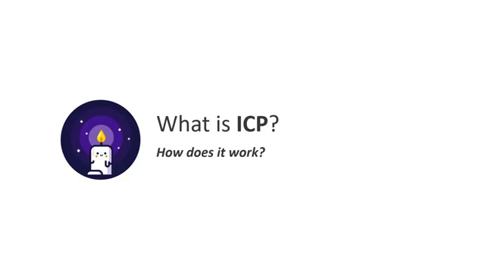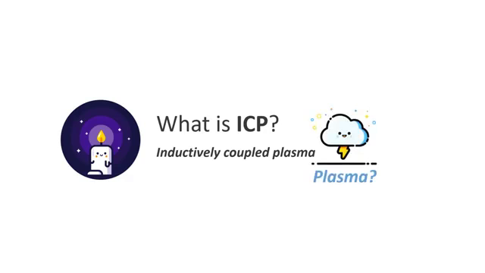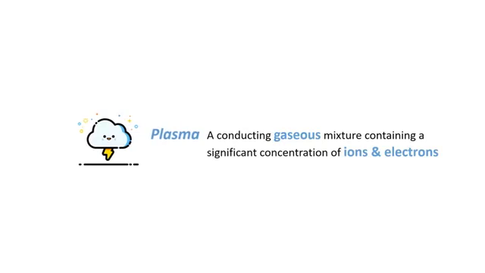In this video, we are going to learn about what is ICP and how does it work. ICP stands for Inductively Coupled Plasma. So the first question we should be asking is, what is plasma? A plasma is a conducting gaseous mixture containing a significant concentration of ions and electrons. Argon plasma is commonly used in ICP, where the principal conducting species are argon ions and electrons.